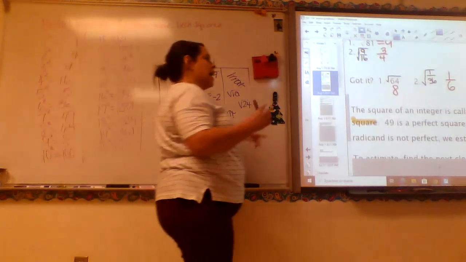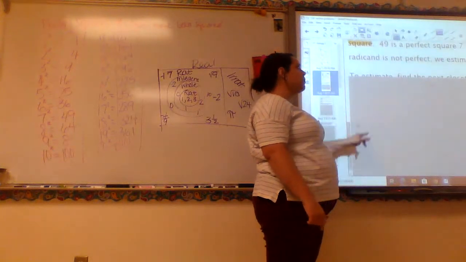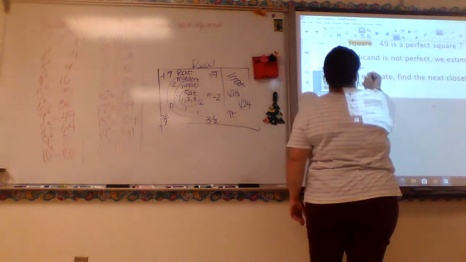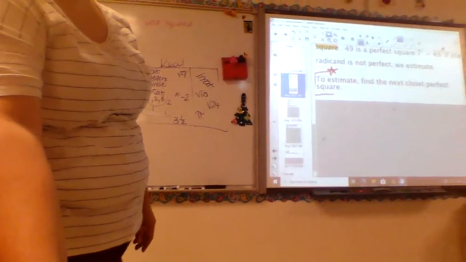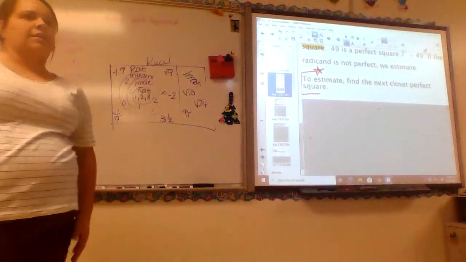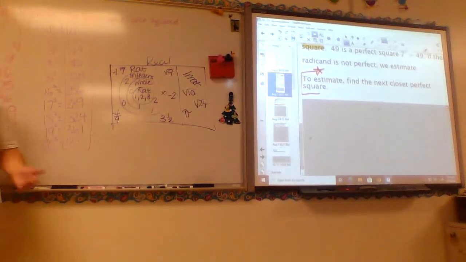Now, like I said, if the radicand, the number under the root, is not a perfect square, we're going to estimate. And this is something I would write down. To estimate, we are going to find the next closest perfect square and use that to help us simplify. And these are not going to be an exact amount. These are going to be an estimate because that radicand, that number under the root, is not going to be a perfect square. So like I said, they're going to give us a problem, and we're going to look to find which perfect square it's closest to.